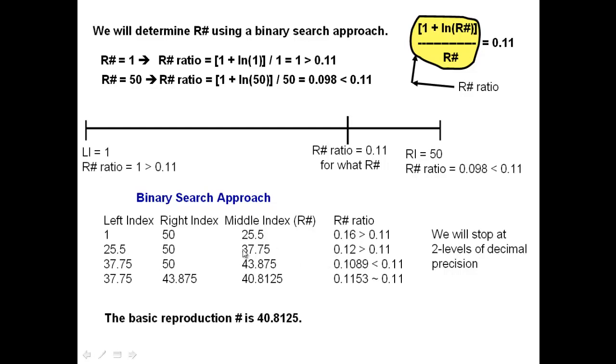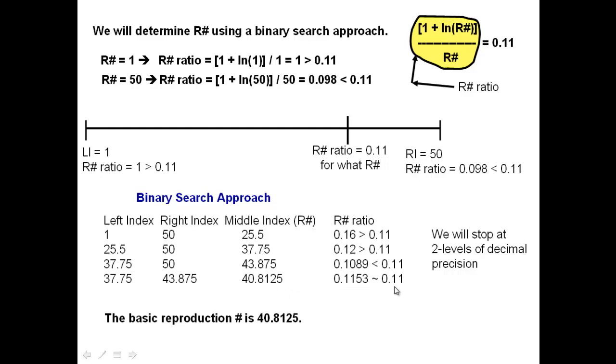And substitute now r hash to be this, we get 0.12 for r hash ratio, which is again greater than 0.11. So we can set the left index to be 37.75, right index to be 50, and middle index is 43.875, for which r hash ratio evaluates to 0.1089, which is less than 0.11. So you can move the right index to the left by setting it to be 43.875, and the new middle index is 40.8125, and the r hash ratio for that is 0.1153.